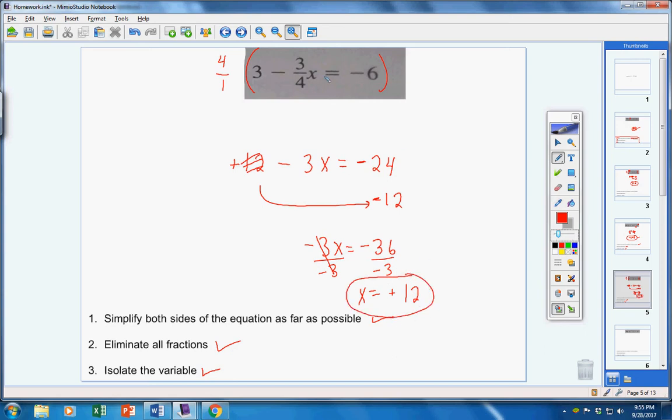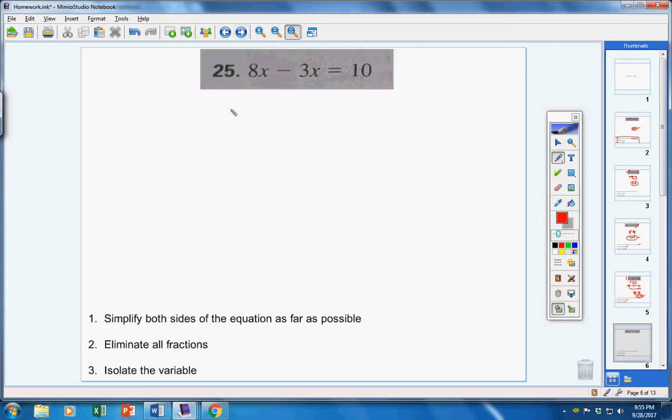Let's check our answer. If you put a 12 right here, 3 fourths times 12 is 9, negative 9, and negative 9 does equal negative 6. So it does check. Okay? Moving on to number 25. Okay, we're finally going to be able to use step 1.